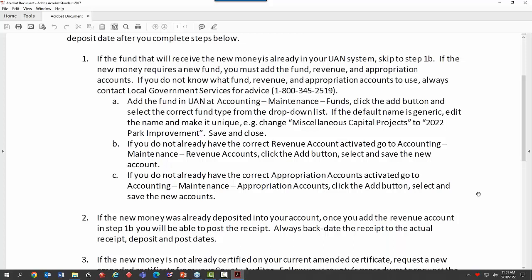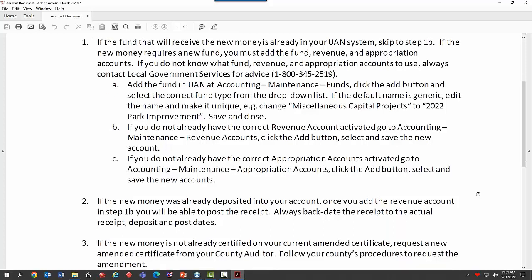So once you figure out the fund, you're going to look at the revenue account. What revenue account do you post this new money to? Local government services will help you with that. It's always a good idea to have the chart of accounts open when you call them, because sometimes they say, oh, use intergovernmental. There's 16 account codes in intergovernmental.